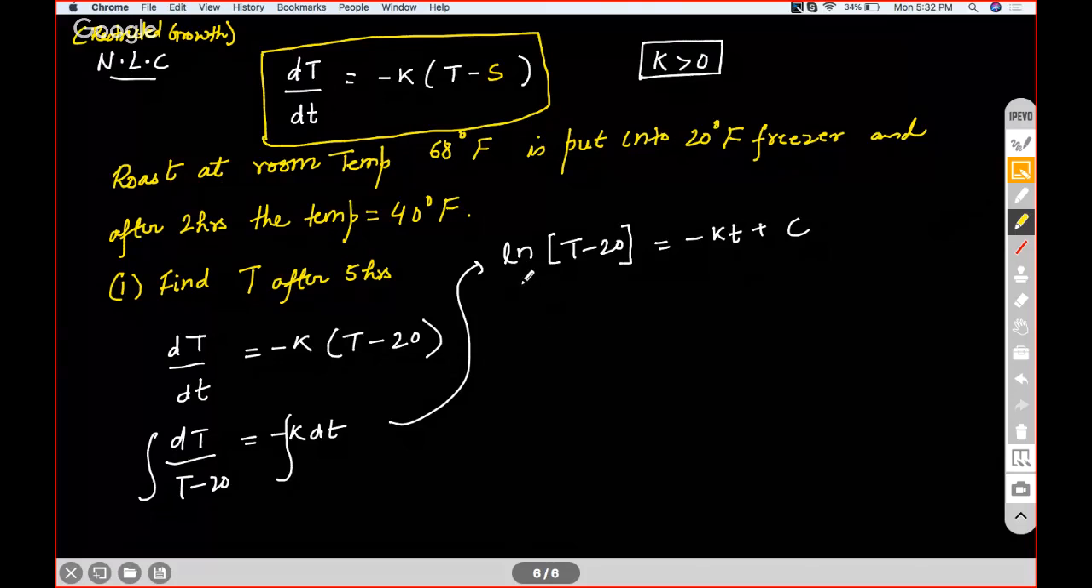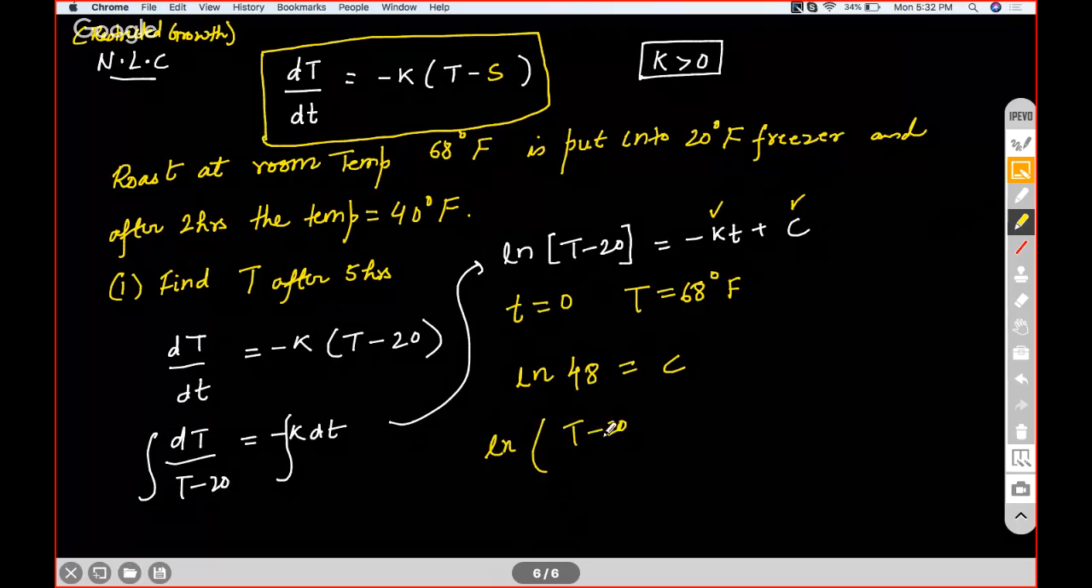How do I get the K and C value? Can I use the fact that when t was 0, temperature was 68? So at t equal to 0, temp was 68. So can I say ln of 68 minus 20, which is ln 48, is equal to C? That means ln of (T minus 20) by 48 is negative Kt.